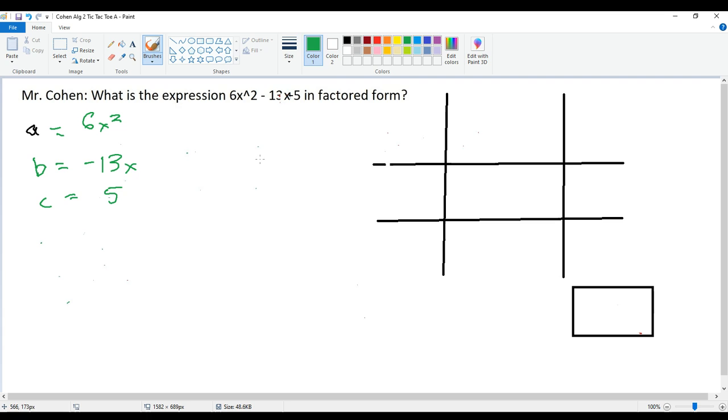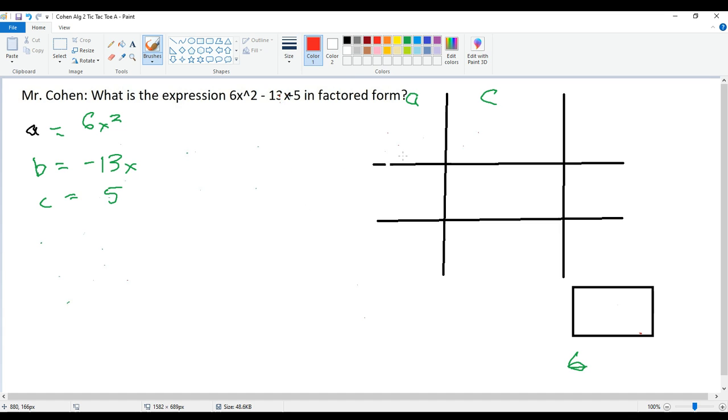So the idea of tic-tac-toe is to line these out so that our a term is here in the first box of the tic-tac-toe. Our c term is here. And way down at the bottom, our b term is at B for bottom. So if I'm trying to figure these out, I'm going to fill in the a term and the c term.